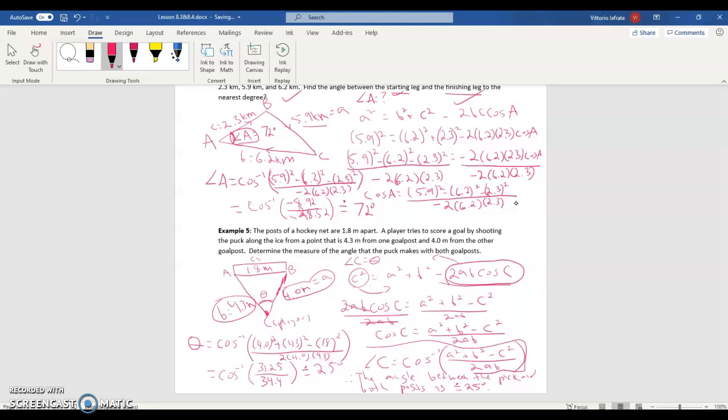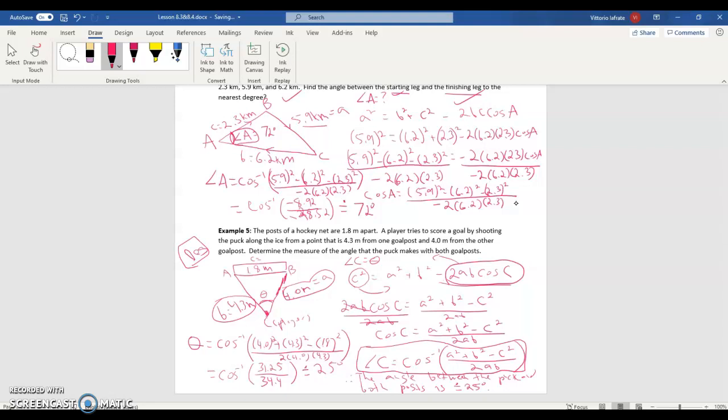And again, if you had a different angle you were looking for, you just swap the letters around. And then I just took the numbers from the actual triangle here and plugged them in and did my inverse cosine. Make sure that your calculator is always in that degrees mode all the time. And that's how you would solve another problem using the cosine law.